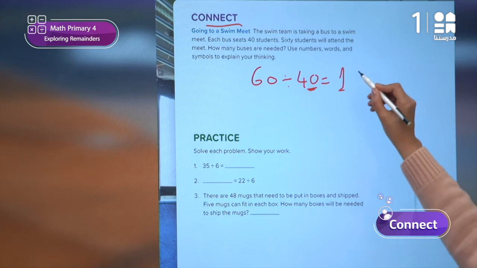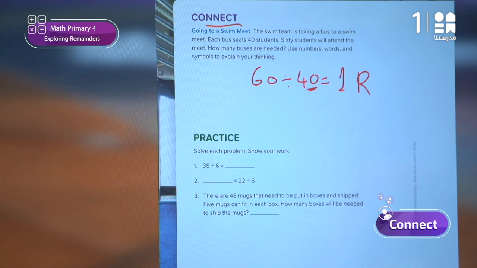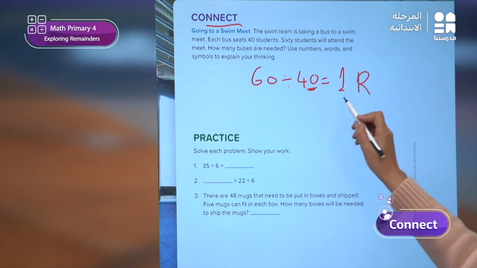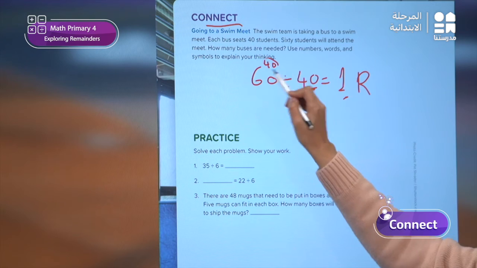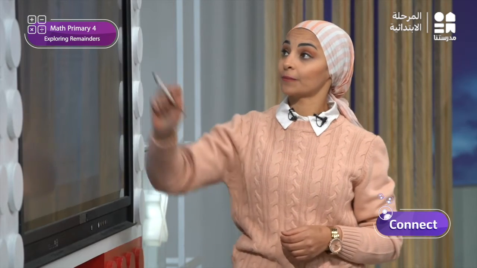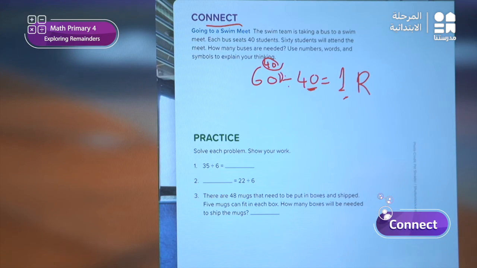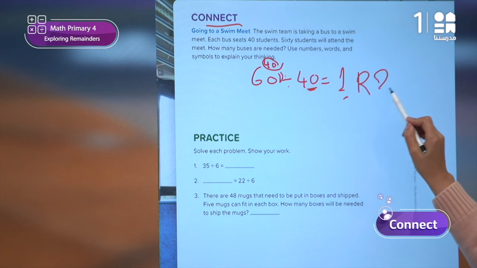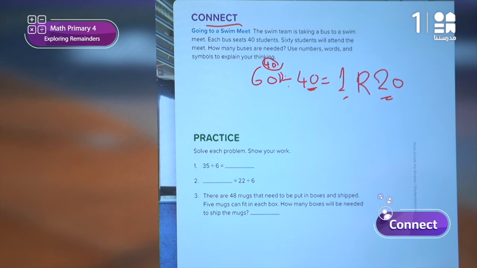بس كده؟ No, of course I have remainder. طيب الريميندر بتاعي كام؟ مش أنا قلت 1 times 40 gives me 40. يبقى remainder بتاعي كام؟ difference between 60 and 40 equals what? remainder بتاعي هيبقى 20 students. So the answer is 1 and remainder 20.